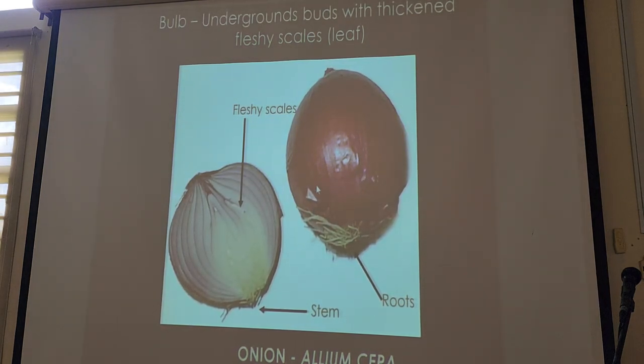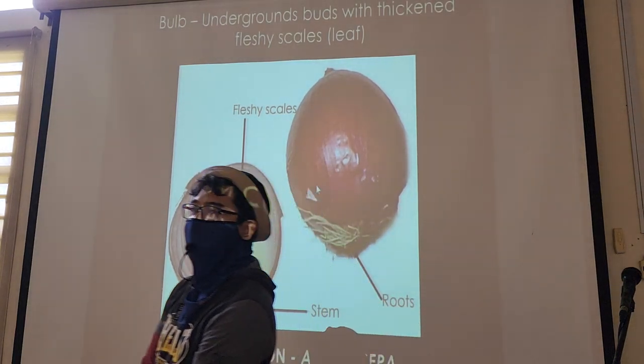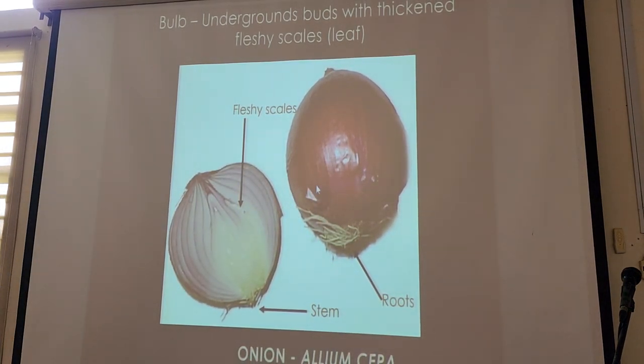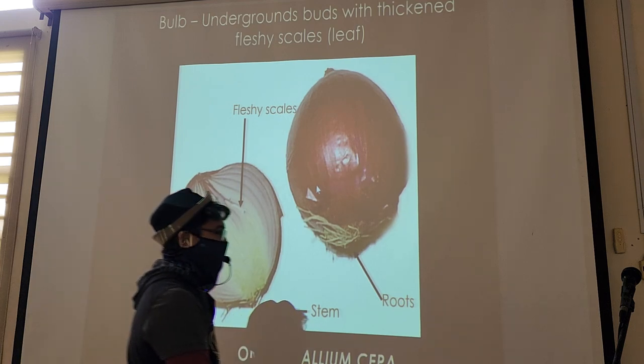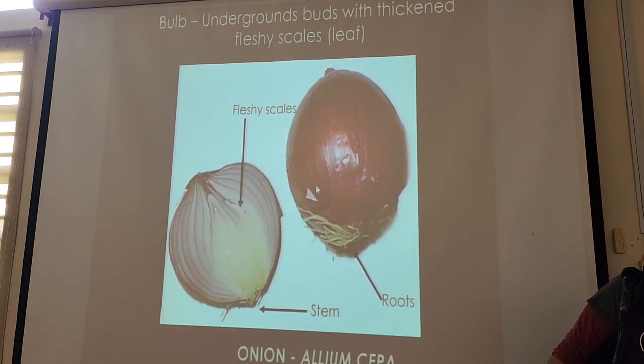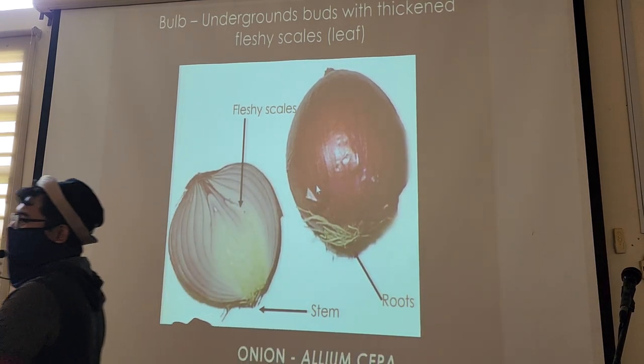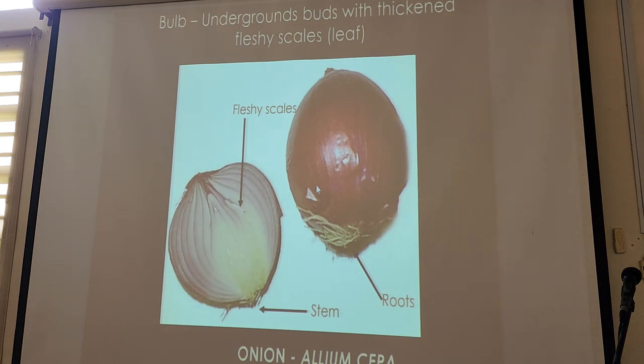What plants besides allium, onion, garlic, have bulbs? Can you give other examples? What plants? Onions, we've covered that already. Onion and garlic. Tulip.